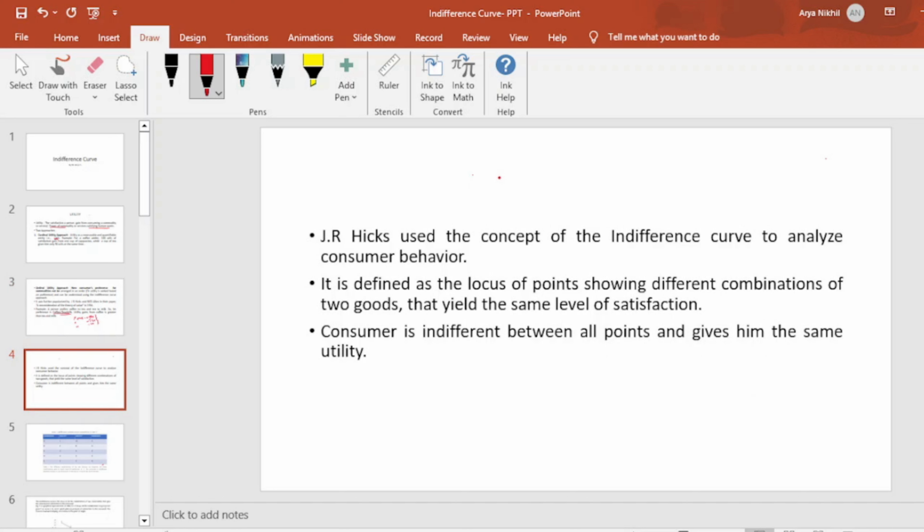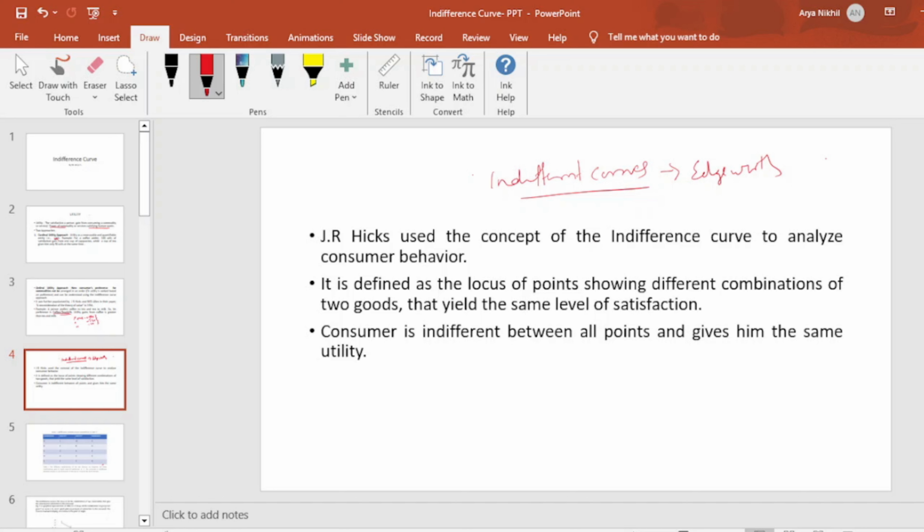Now we are going to formally discuss the indifference curve approach. Indifference curves. J.R. Hicks used the concept of the indifference curve to analyze consumer behavior based on ordinal utility. But this indifference curve was introduced by Edgeworth, and Hicks used it to explain consumer behavior.